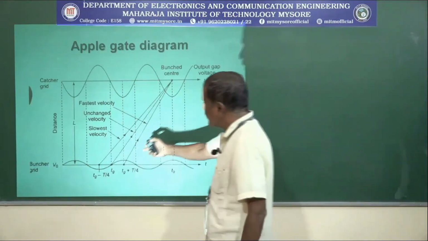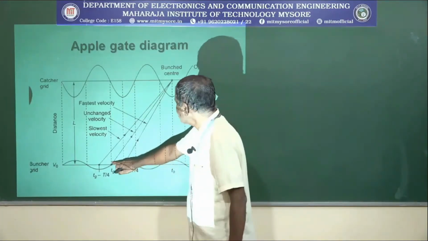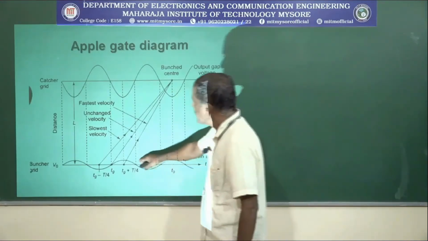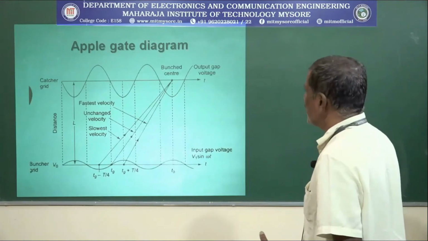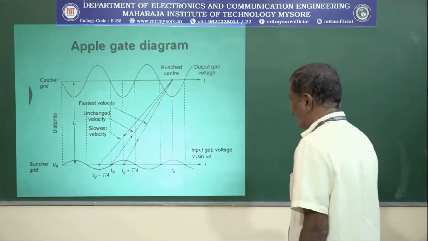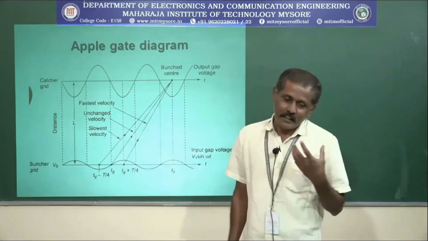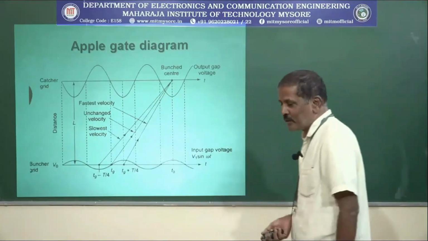As told in the previous class, this is an electron which is entering, and this is another electron which is entering, and this is yet another electron which is entering. If you look closely, it depends upon across which potential these electrons are arriving. If the electrons arrive at a neutral potential, then these electrons will pass through this gap with the same velocity.